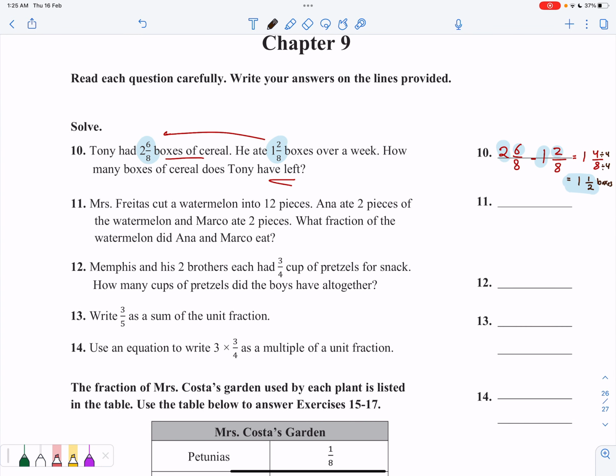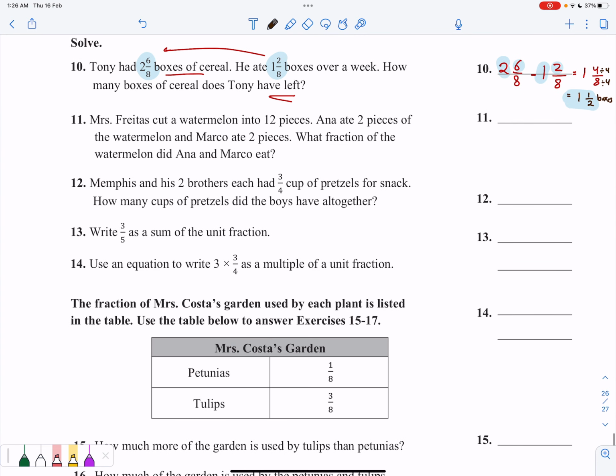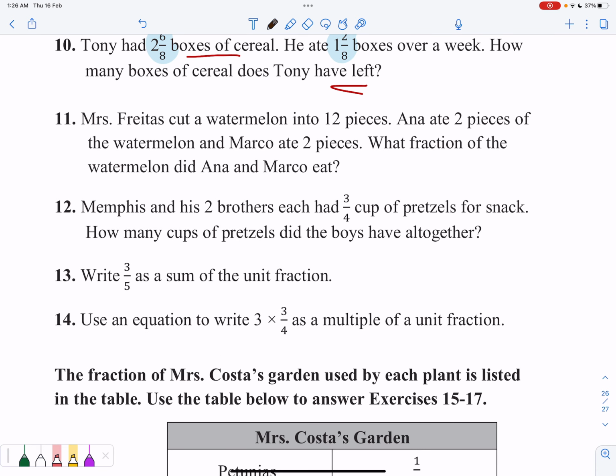Okay. Question 11 says, Mr. Freitas cut a watermelon into 12 pieces. Okay. So we have a watermelon, it's cut into 12 pieces. Anna ate 2 pieces. Okay, so two of these 12, Anna ate them. And Marco ate 2 pieces. Okay, these are another 2 that are gone by Marco. What fraction of the watermelon did Anna and Marco eat?